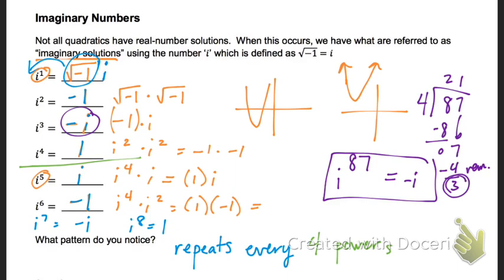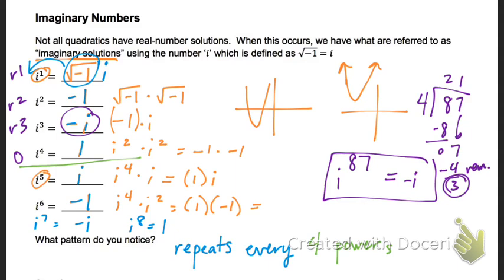So whatever your remainder is is what it's going to match with. If you have no remainder, if it goes into it evenly, then it's going to match i to the 4th, so it would just be 1. If you have remainder 1, remainder 2, remainder 3, it's going to match whatever exponent the first 4 are. So it's always going to cycle in that pattern. If it's 0, the answer is 1. If it's remainder 1, the answer is i. If it's remainder 2, negative 1. Remainder 3 is negative i.